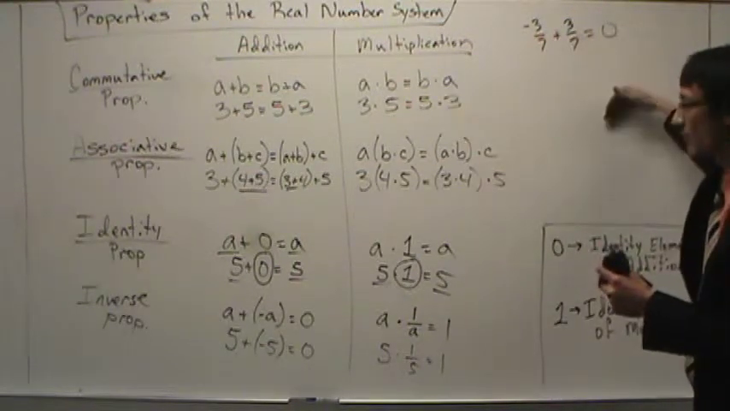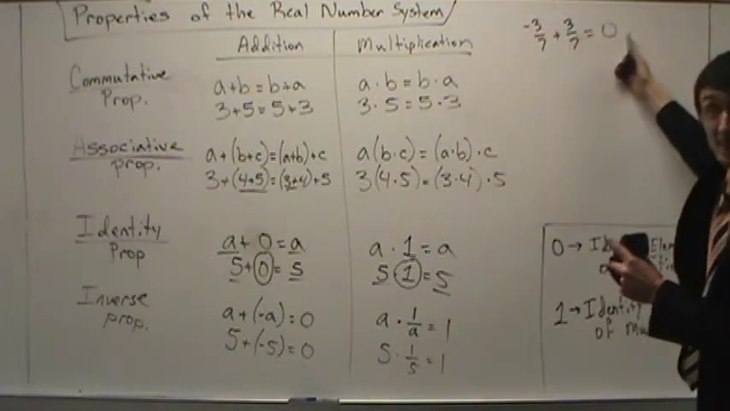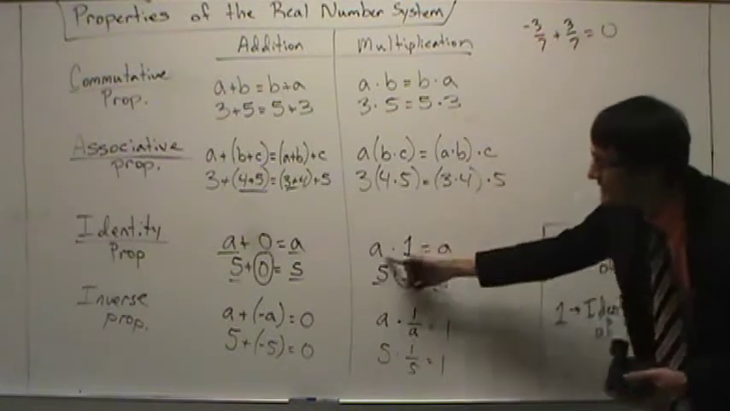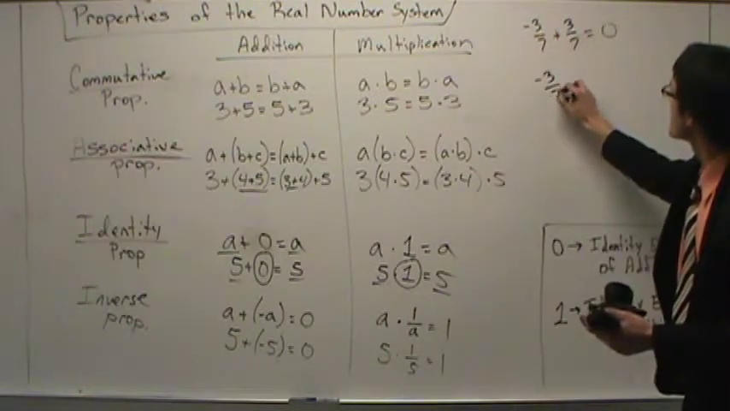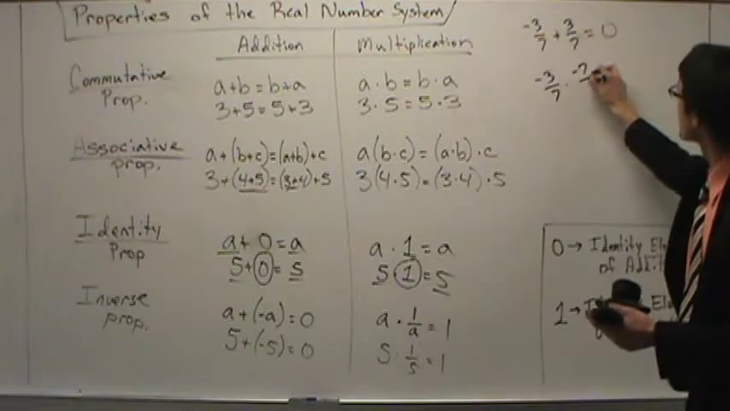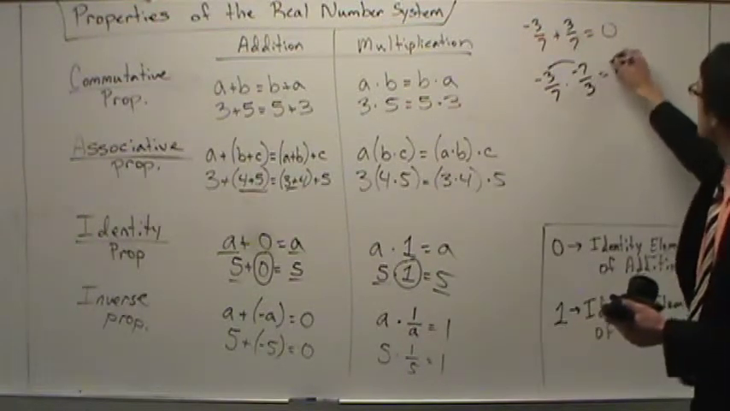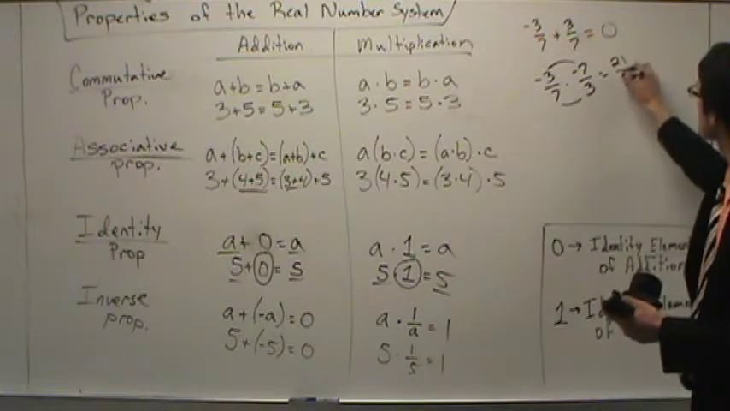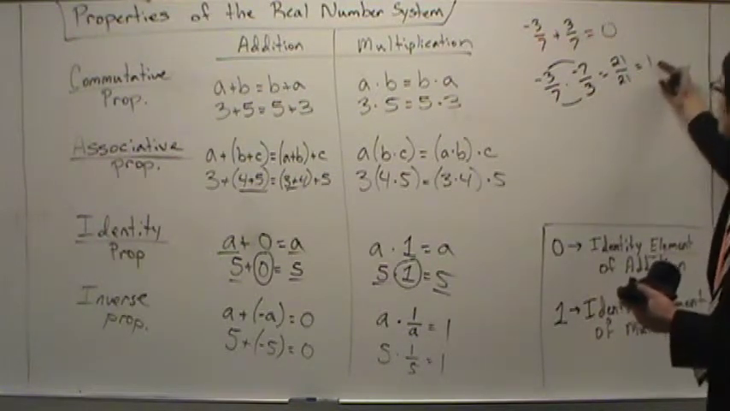So if you see 0 or 1, you know that you're looking at identity or inverse. Since you start with negative 3/7, you did not end with negative 3/7. This is not identity. This is inverse property. Let's say negative 3/7 multiplied by negative 7 over 3. What do we do? Multiply negative 3 times negative 7, we get 21. 7 times 3 is 21. 21 divided by 21 is 1. So you see the 1. 1's a clue: identity or inverse.